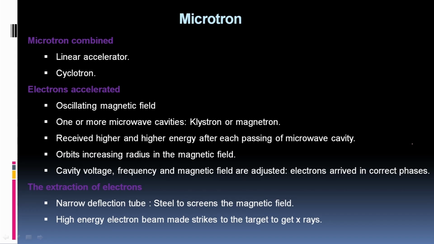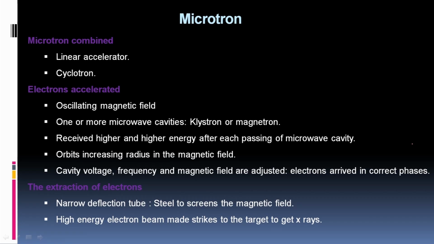Now, the extraction of electrons is performed by using a narrow deflection tube. These narrow deflection tubes are made of steel. They screen the magnetic field, and the high energy electron beam may strike the target if you want to get X-radiation.